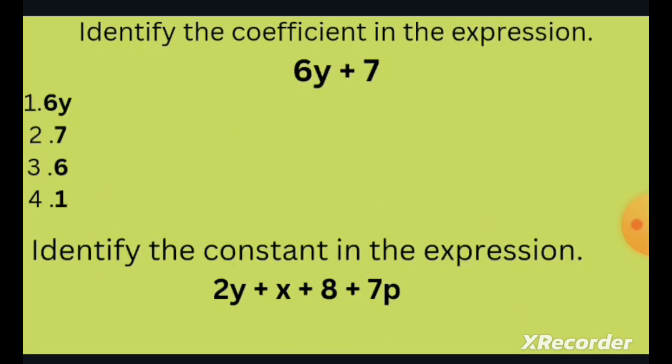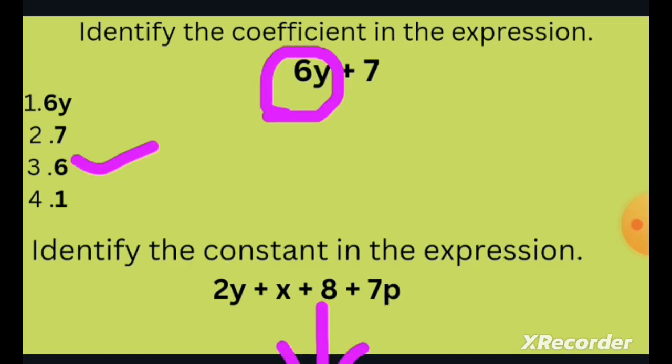Next, here we have to identify the coefficient. As we have discussed, the number which is just attached to the variable is the coefficient. So here 6 is the coefficient. Next, identify the constant. The constant is the number which is fixed. So here you can see 8. So it is a constant.